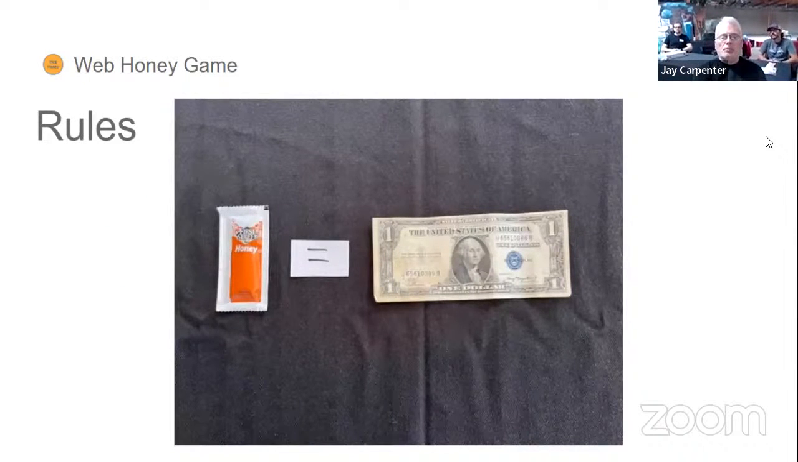Let's talk about some of the rules. And the rules are that one packet of honey, the packet of honey represents the honey token, is equal to $1 US at the outset.